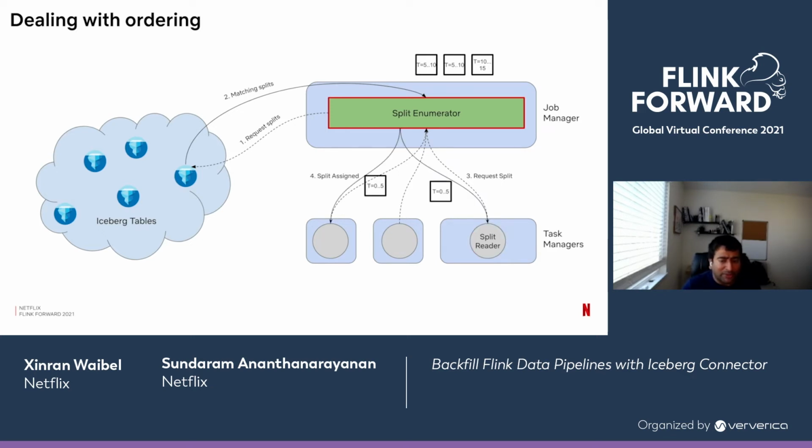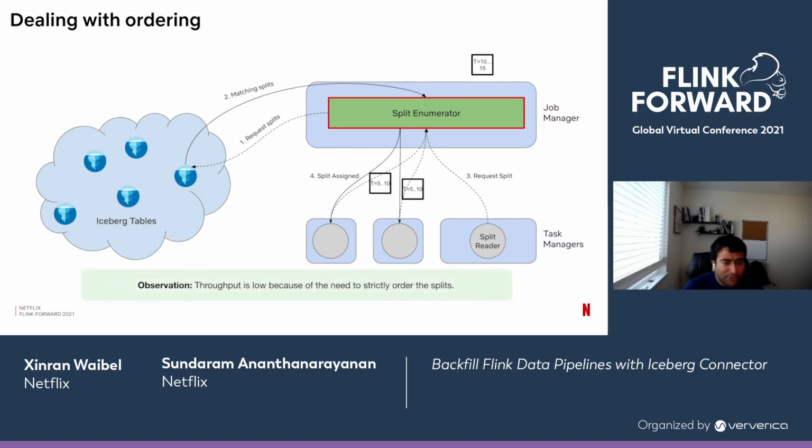So, in this case, when the readers request splits, the enumerator assigns splits 0 to 5 to two readers so that they can be read. Once these splits are read and the reader lets the enumerator know that these splits have been completely read, then the enumerator can assign the next set of splits, which basically belong to the backfill period of 5 to 10 minutes.